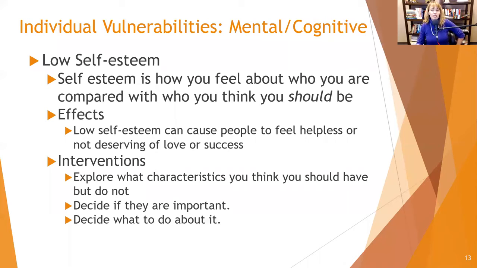Explore what characteristics the client thinks he or she should have but doesn't, and decide if they're important. I would love to be much better at math, but it's not important enough for me to really work at it. I let my husband do all the math with the kids, and that's okay. So it's not important to me to work on that thing. So I marked that off. As far as how I feel about myself, yeah, I struggle with math. I can muddle my way through, and that's about it. But that's okay. I don't feel like I'm any less good of a person because that's not a strong skill for me.